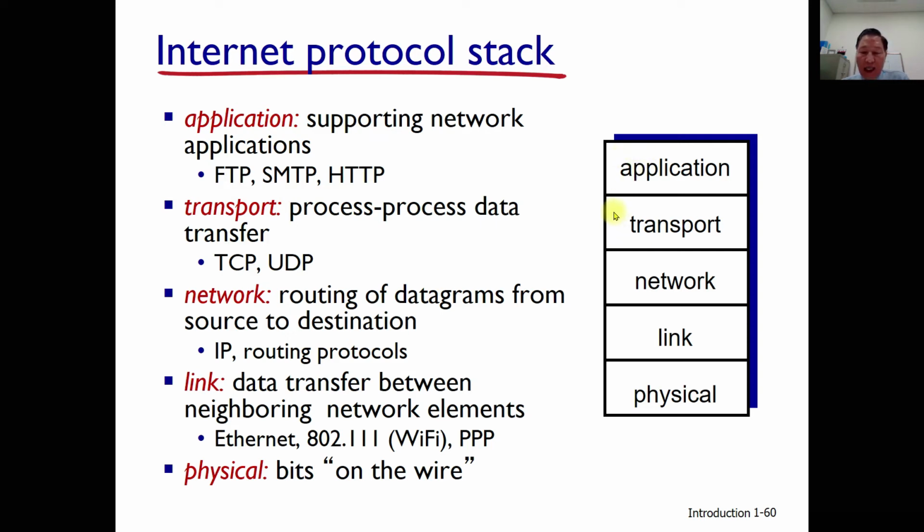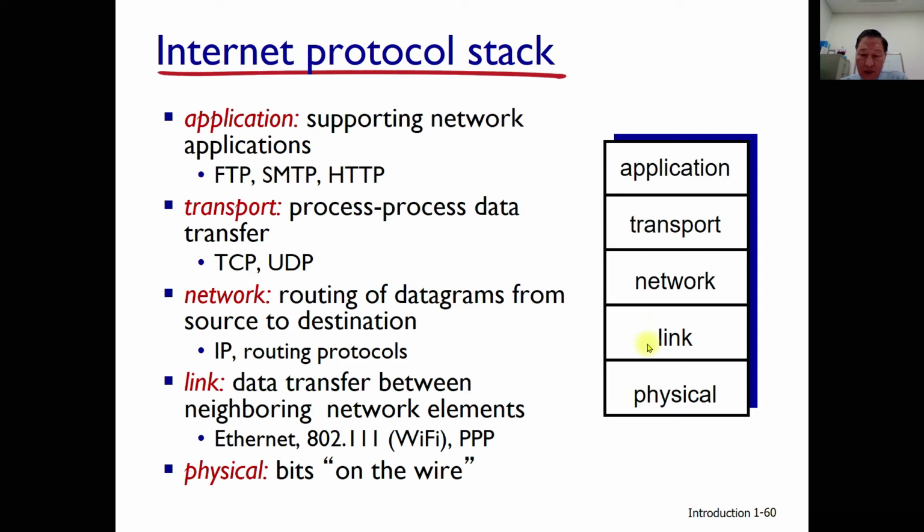And if we look at the other layer, the other module, this one is the transport layer. This one is process data transfer. That is the main purpose of this layer. Examples are the TCP protocol and the UDP protocol we are using every day. And the middle one, among 5 layers, the third layer, is in the middle. This one is mainly for routing of datagrams from source to destination. An example is the IP protocol and the routing protocols we learn later in the network layer.